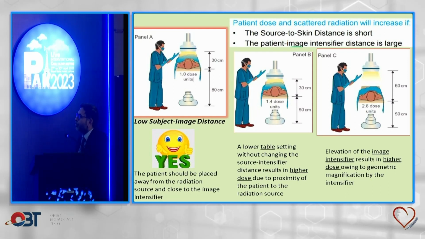Now, a very practical point about SID, source-to-image distance. You want to have a low SID. Low SID is when the patient is closer to the image intensifier, far away from the tube. You see the dose here is 1 unit at 80 centimeters versus 30 centimeters. Then the radiation dose is 1.4 units when the image intensifier is closer to the patient and the patient is closer to the tube. And the dose is 2.6 units when the distances are 60 centimeters and 50 centimeters.